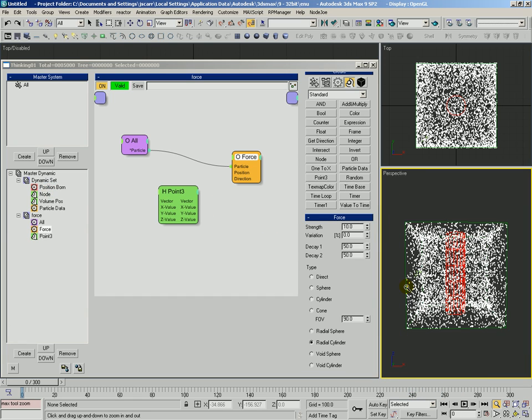Okay, but let's go ahead and jump into the next couple types. We've got these interesting ones, void sphere and void cylinder. What these will do is prevent particles from entering this area. It creates a negative force area. It's almost like a wind that emanates from the center, except that it pushes them away.